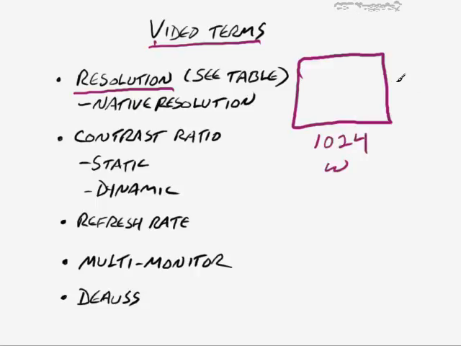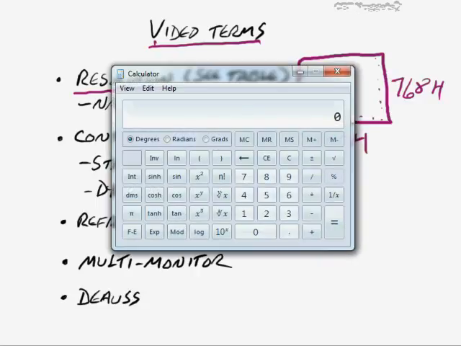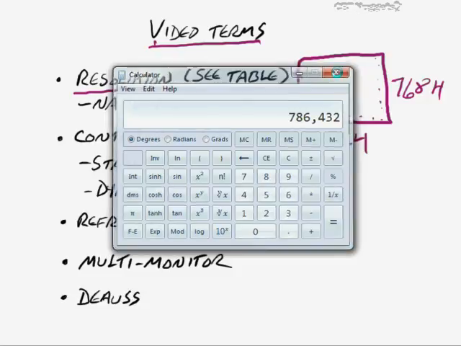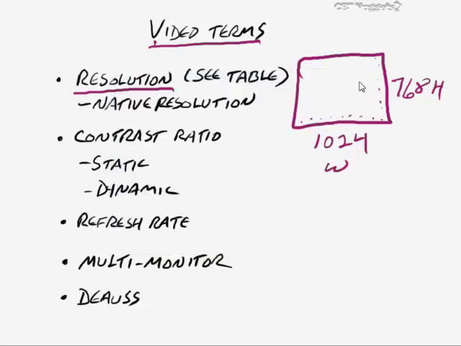Okay, by 768. And that would be the height. That would mean that I have 1,024 pixels from left to right, and 768 pixels from top to bottom. And if you wanted to multiply all of those out in total, then you would see that you have 1024 times 768. That means I have 786,432 individual pixels on this monitor.